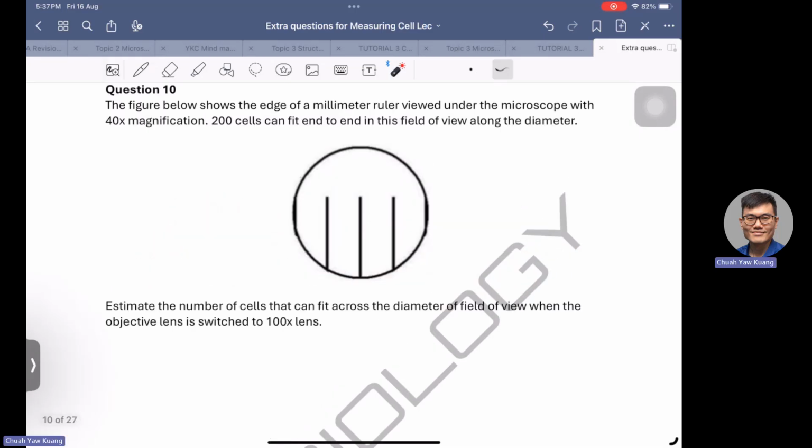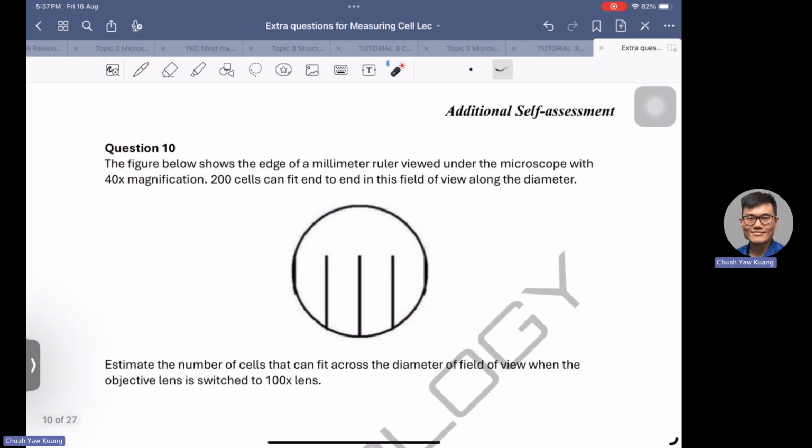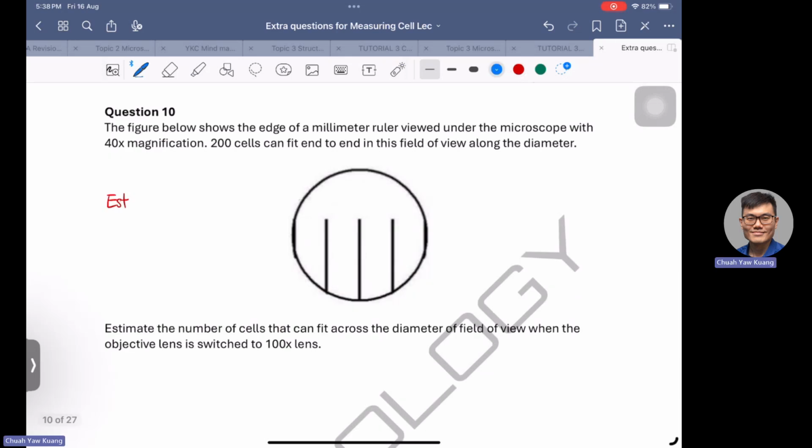So for the first part, to find out the actual size of the cell, we can just follow the same three steps, since the magnification has been given, and also the diameter has been given. Based on this info, we can conclude that this question is actually related to the estimation of the cell size based on the diameter. So to solve this, we will still use the same three steps.